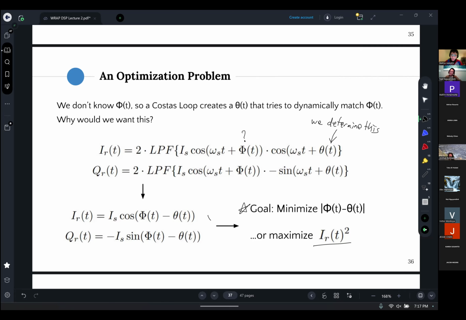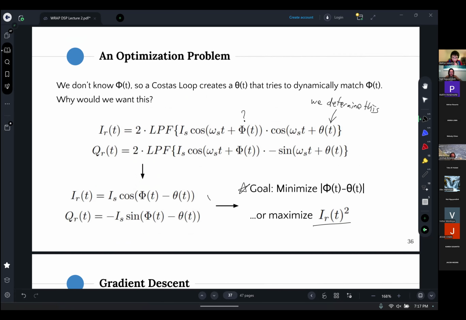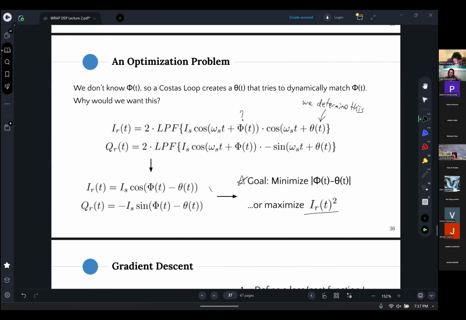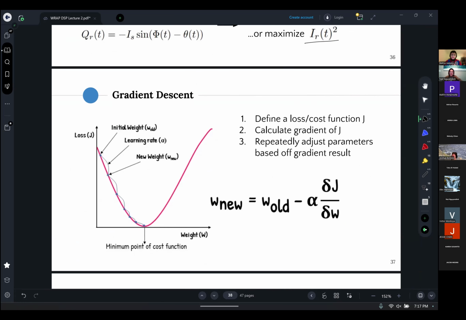All right. So the goal: when you do an optimization problem, you always have to have some sort of goal. My goal here is let's just say I want to maximize the received I component. This is a little bit about how we approach problems like these within numerical computing and machine learning.